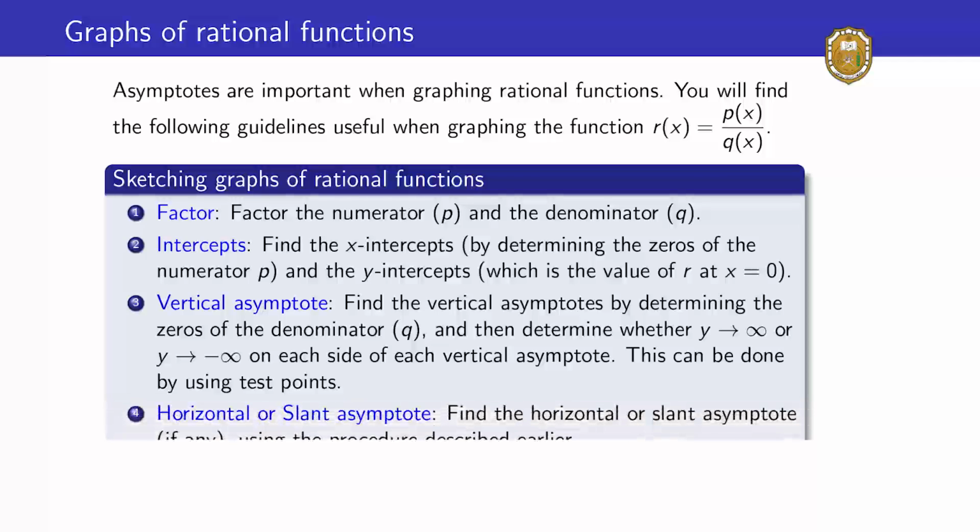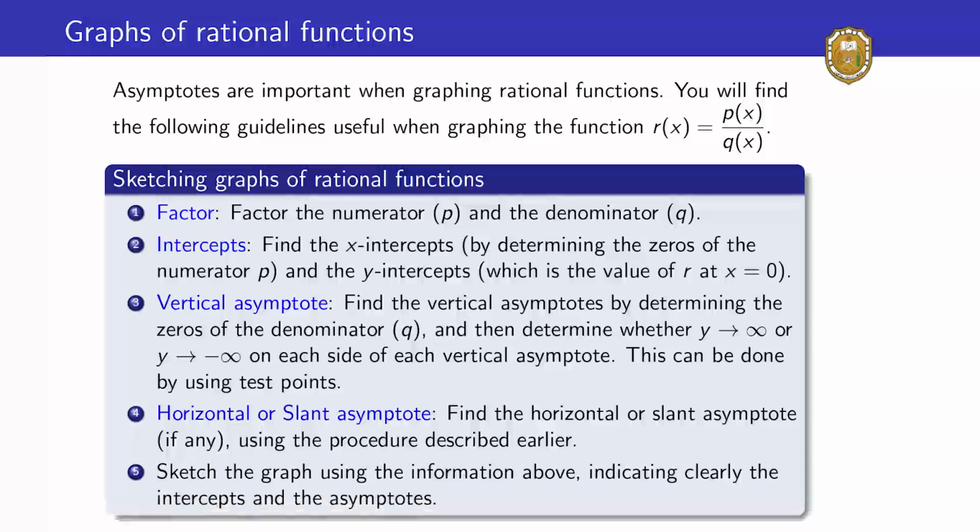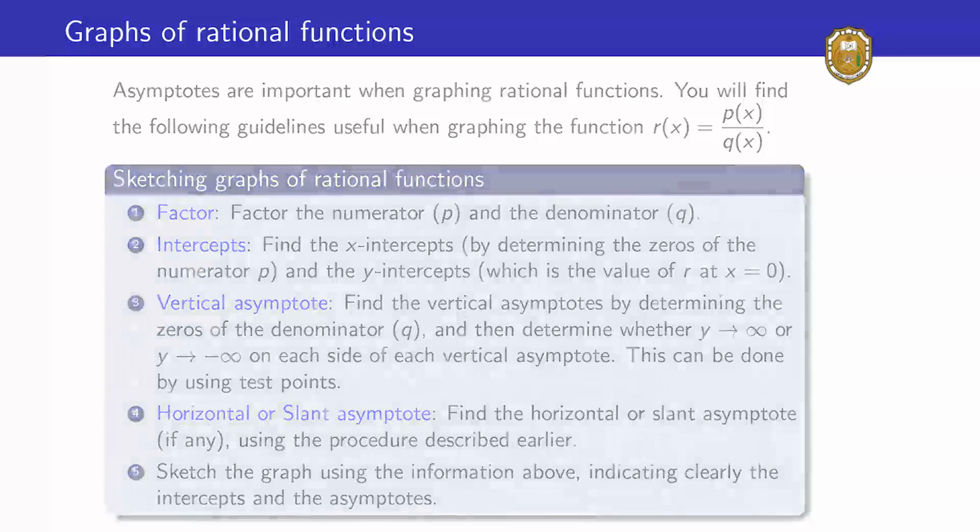The fourth thing you have to do is to find the horizontal or the slant asymptote if they are there, using the procedure described earlier. You either have a horizontal asymptote or a slant asymptote, but you cannot have both of them at the same time. Then after you have done all this, just sketch the graph using the information you obtained above, and indicate clearly the intercepts, the asymptotes, and the behavior near the vertical asymptotes. So to conclude this lecture, let's look at the following two examples.